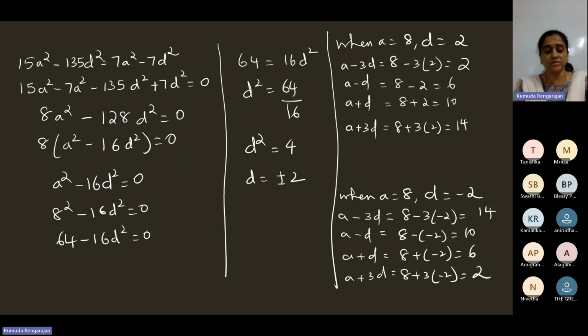Okay, next one. So you must complete your answer by saying the four numbers are 2, 6, 10, 14 or 14, 10, 6 and 2.